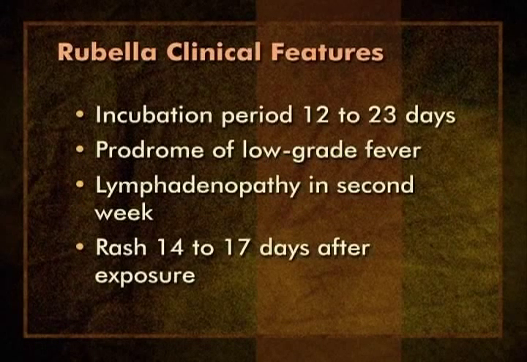The incubation period of rubella is 12 to 23 days, but averages 14 to 16 days. There may be a prodrome consisting of low-grade fever and malaise. Lymphadenopathy or enlarged lymph nodes may appear in the second week. The rash appears 14 to 17 days after exposure. Rubella is generally a mild illness. In fact, up to half of infections are inapparent or subclinical. Here's a short video that shows a child with a moderate case of rubella.